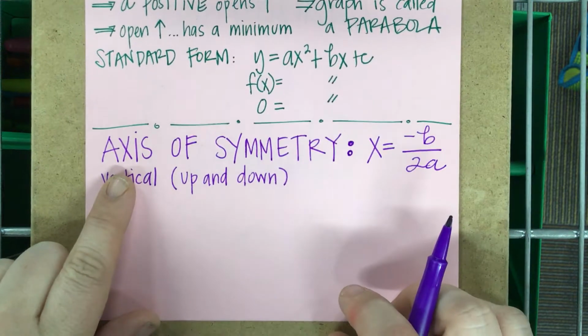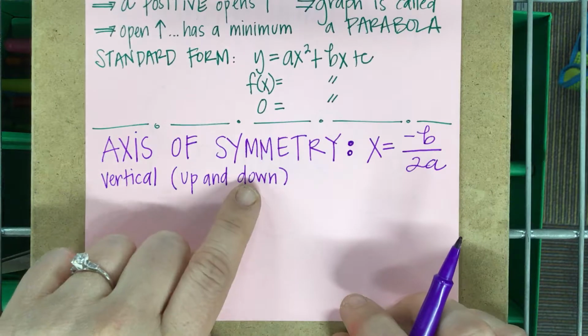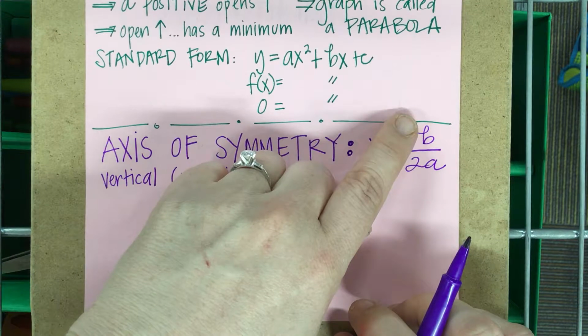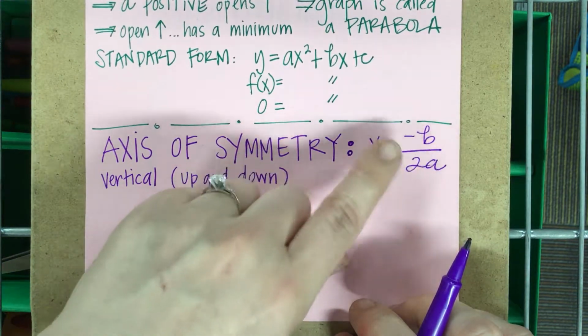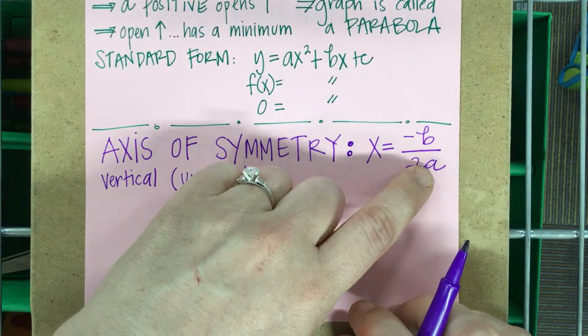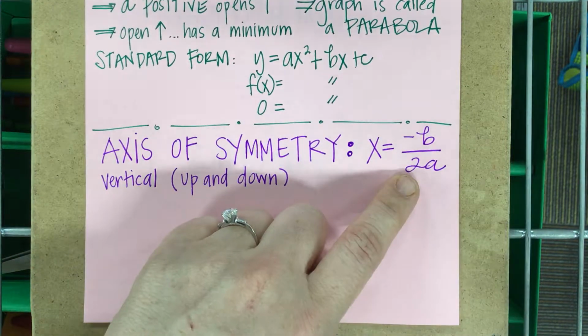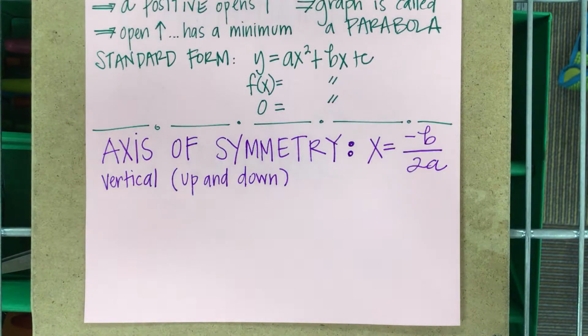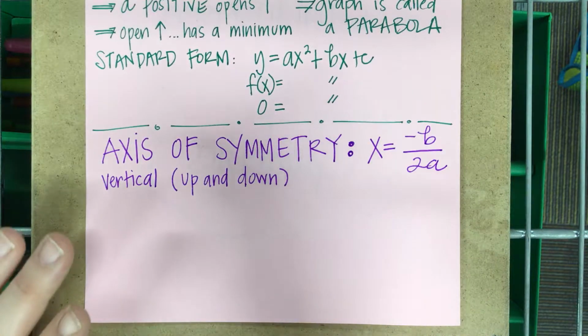The axis of symmetry is a vertical line, hint, hint, up and down. The formula is negative b over 2a. Whatever the value of negative b divided by 2 times a, whatever that answer is, that's where we draw our vertical line of symmetry. That's where we could fold our graph in half.